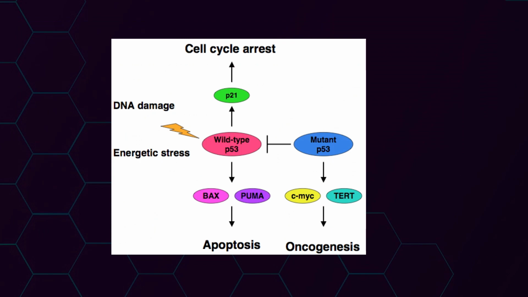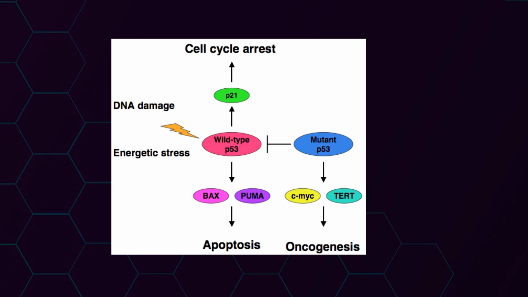P53 protein is a tumor suppressor protein. It is a major effector protein in the DNA damage activated kinase pathway. So whenever there is DNA damage through radiation or any other factor, the P53 gene gets activated and it takes the cell to programmed cell death, that is apoptosis. So P53 is linked with apoptosis.